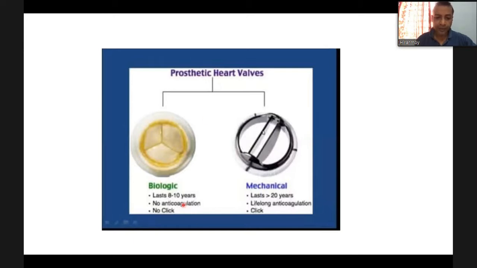It is a biological valve. It lasts 8 to 10 years. No anticoagulation is required, which is a very important advantage. Anticoagulation is not required for life long, and there is no click. That is also important, because there is no metallic sound or click. In comparison, the mechanical valve has a click, and sometimes patients are bothered by the click when they go to sleep, because there is some metallic sound, particularly with the older generation valve, which creates some problem for the patient's lifestyle. And a mechanical valve usually lasts more than 20 to 30 years, but the main disadvantage is lifelong anticoagulation.